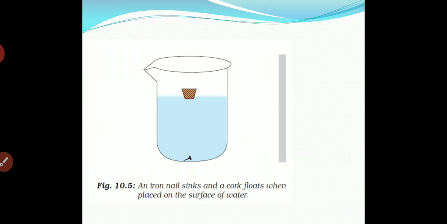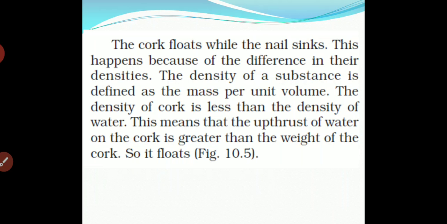Here you can see that the nail is sinking, but the cork floats. Why? Because the cork does not have a higher downward force as compared to the water. So the cork floats while the nail sinks. This happened because of the difference in their density.